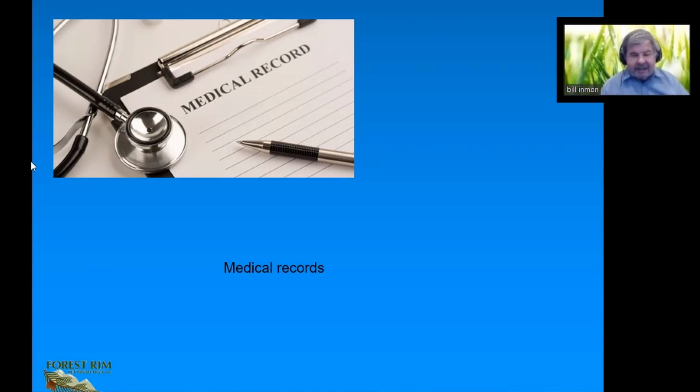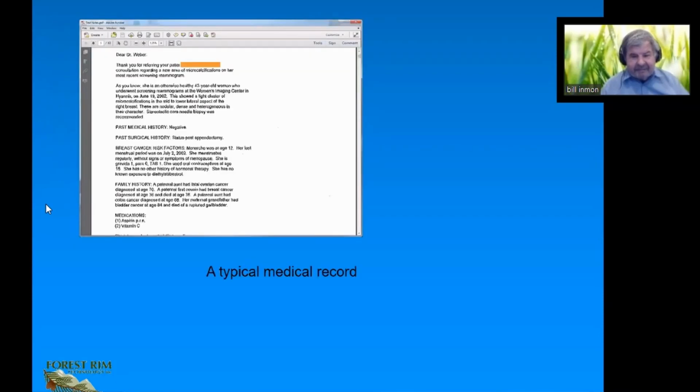And the problem is that when you want to look at 10,000 or 100,000 records, you're not going to be able to do it manually. You've got to have some way of taking the text that's in those medical records and putting it into the form of a database. And so here's a typical medical record. This is one that we happen to find. And in this medical record, we find information about medications and procedures and diagnosis and past medical history.